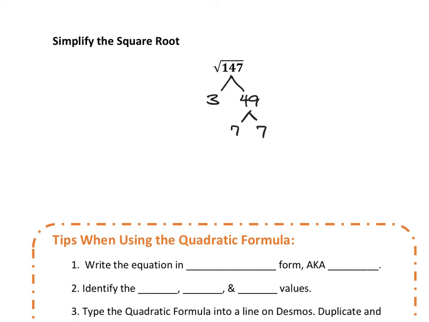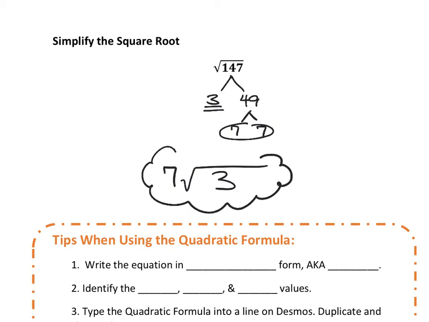So I circle the what? Circle the pairs. And what do I do to the singles? Yeah, I underline them. Which one goes outside, the pairs or the singles? Yeah, the pair will go outside and the single will go inside. So 7 square root of 3 is equivalent to the square root of 147. If I were to calculate both of those in a calculator and just get their decimal answer, they would be exactly the same. They would be equivalent.